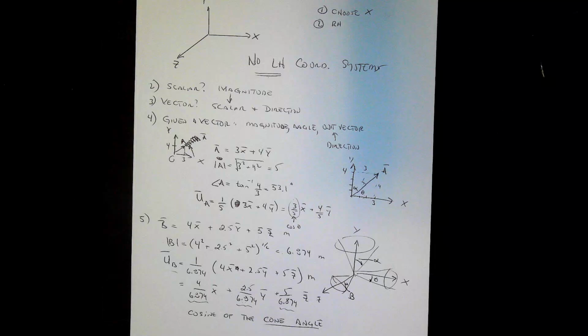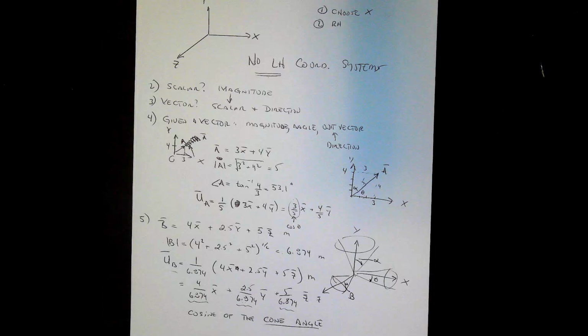So what happens when we have more than 2 dimensions? Let's say we have 3. So suppose I have a vector B, and it's given by 4x plus 2.5y plus 5z. It could happen. All right? And maybe that's in meters. Put a little dimension on it. And so what's the magnitude of B?